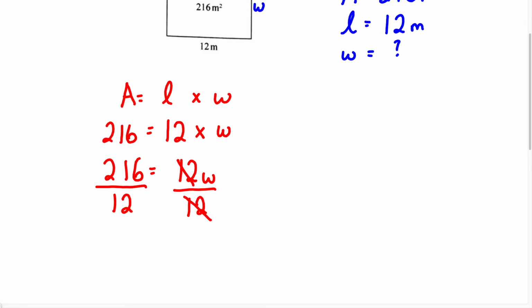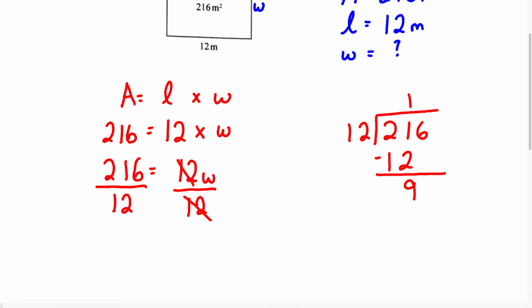In order to solve this, let's use long division. We can set it up to look like this. We can say 216 divided by 12. 12 cannot go into 2, but 12 can go into 21 one time. 12 times 1 equals 12. When we subtract this, 21 minus 12 equals 9. We're going to bring down the 6.